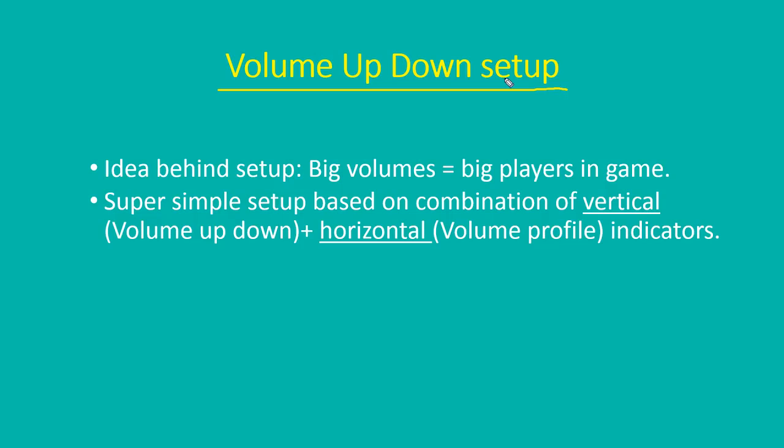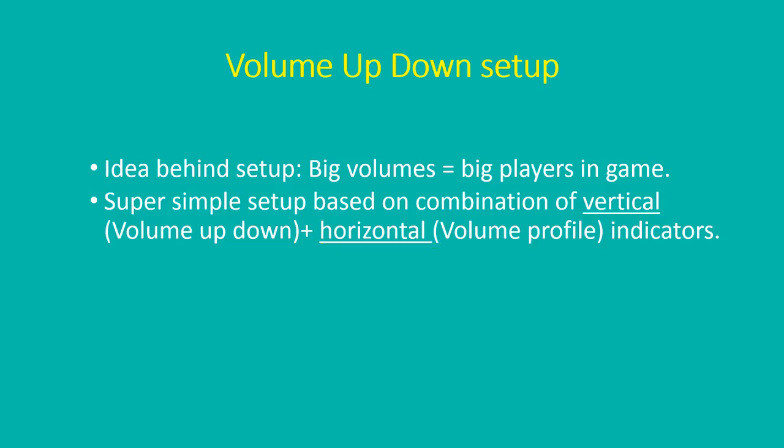volume profile. The idea behind this setup is that when you see big volumes on the volume up-down indicator, it means that big players are in the game. Big players are entering the game. This is probably the simplest setup which I have. It's extremely easy, and it's based on a combination of the vertical volumes, which is the volume up-down indicator, and the horizontal indicator, which is the volume profile.